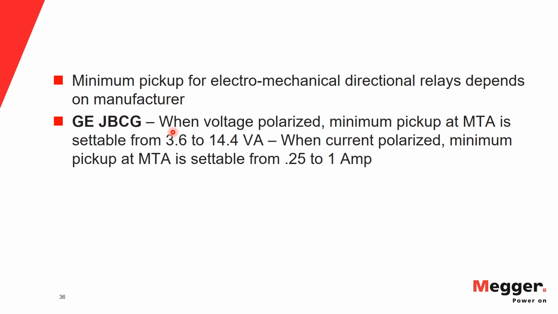This JBCG relay in particular, when it is voltage polarized, has a minimum pickup at the maximum torque angle that you can set anywhere from 3.6 to 14.4 VA. So remember, I said that directional unit pickups are always in VA, volt amps. This relay, when current polarized, has a minimum pickup settable anywhere between 0.25 to 1 amp. So whenever you're using voltage polarizing elements, keep in mind your pickup would be in units of voltage times amps.